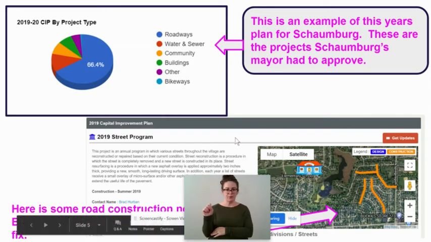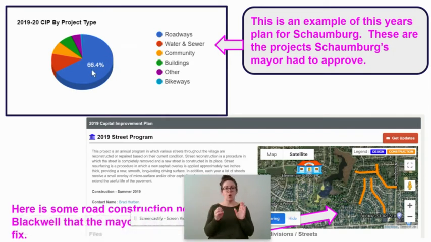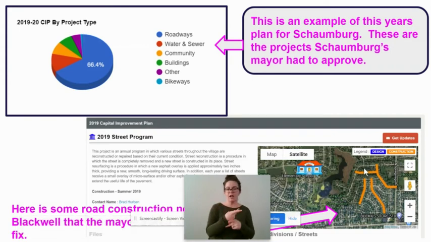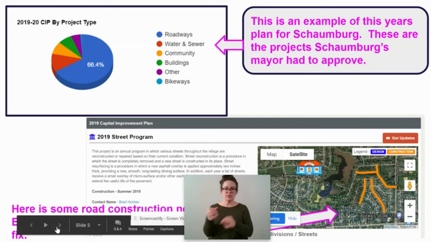And then also I wanted to show you, so here we have roadways taking up 66% of the money from the community. And here is part of where it's going to. Here's the street program. Here's Blackwell. And they're going to be fixing these streets over here in orange. These are just a couple of the streets that are going to be fixed. They're part of this 66% of the money. So here's some road construction near Blackwell School. So it's just an example of the kind of construction that goes on, the kind of decisions that have to be made by the communities.